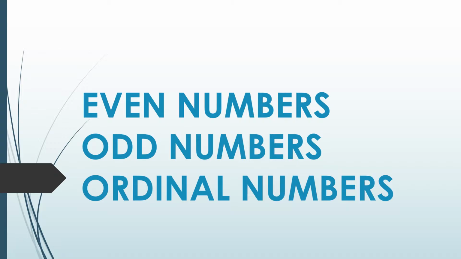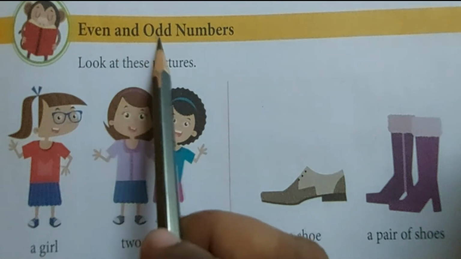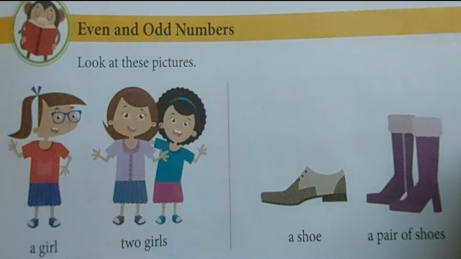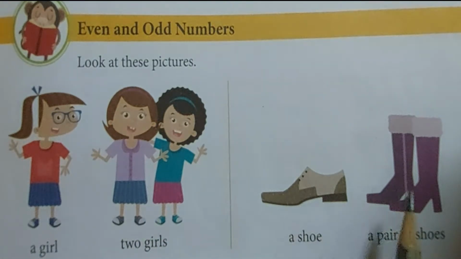Now all of you open page number 25 in your textbook. Read the heading, children. Even and odd numbers. Look at the picture. What are there in this picture? A girl, two girls, a shoe and a pair of shoes.